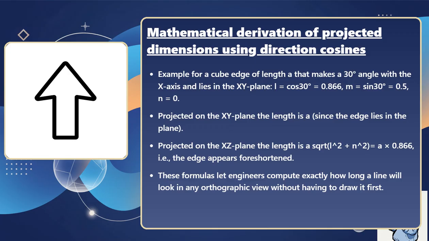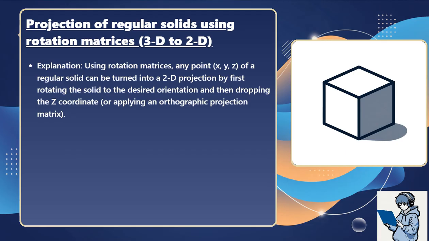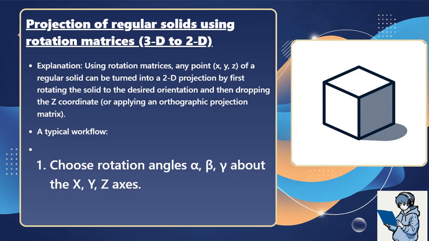Using rotation matrices, any point (x, y, z) of a regular solid can be turned into a 2D projection by first rotating the solid to the desired orientation, and then dropping the z coordinate or applying an orthographic projection matrix. A typical workflow: choose rotation angles alpha, beta, gamma about the x, y, z axes.